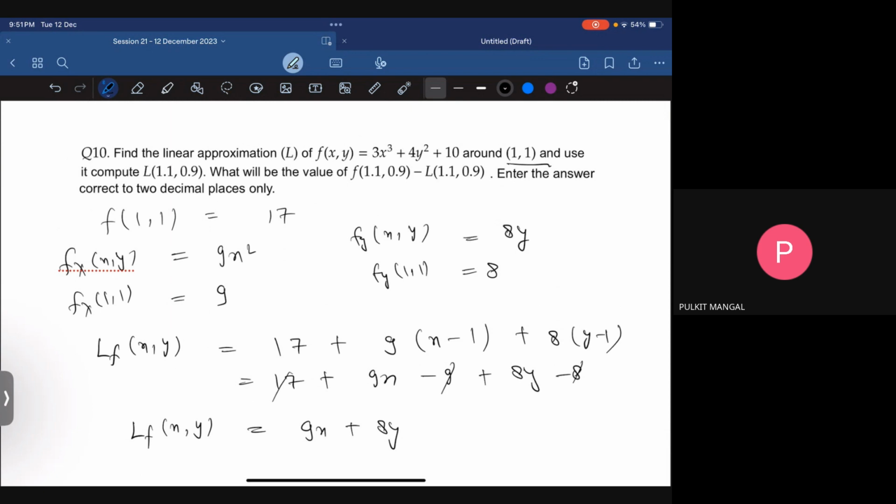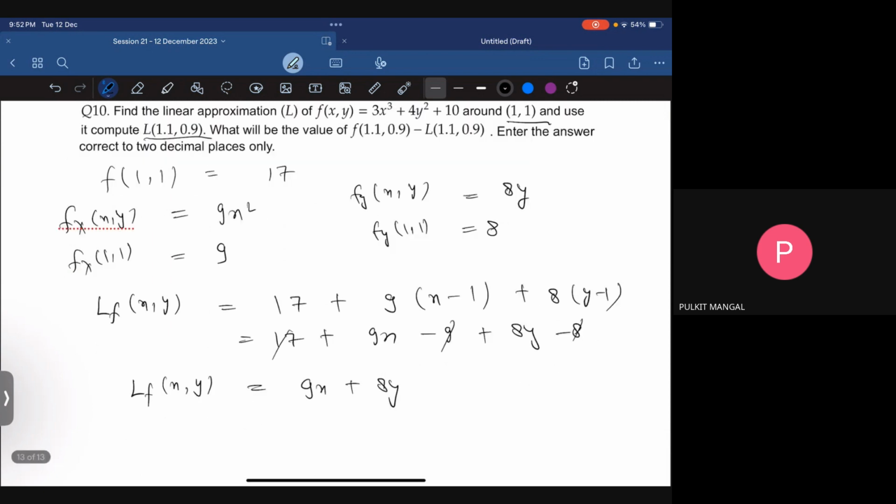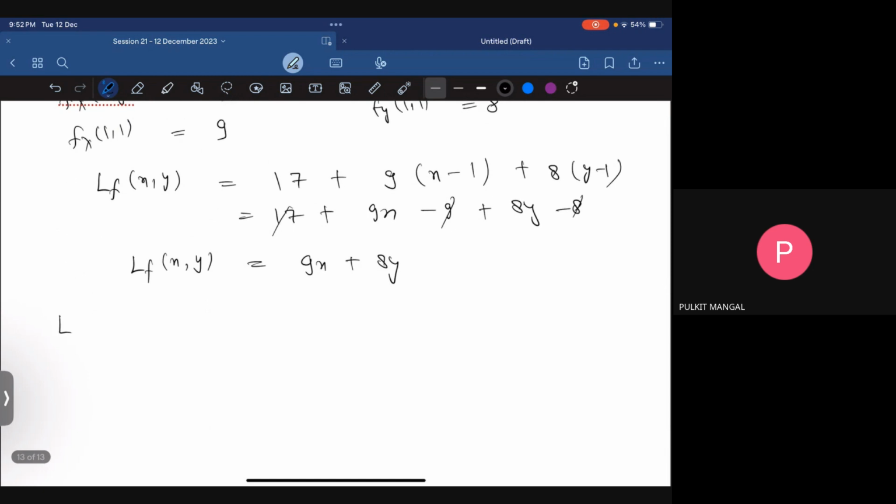Now we need to compute the value of the linear approximation at (1.1, 0.9). So that is 9 times 1.1 plus 8 times 0.9. So 9.9 plus 7.2. Okay, we got 17.1.